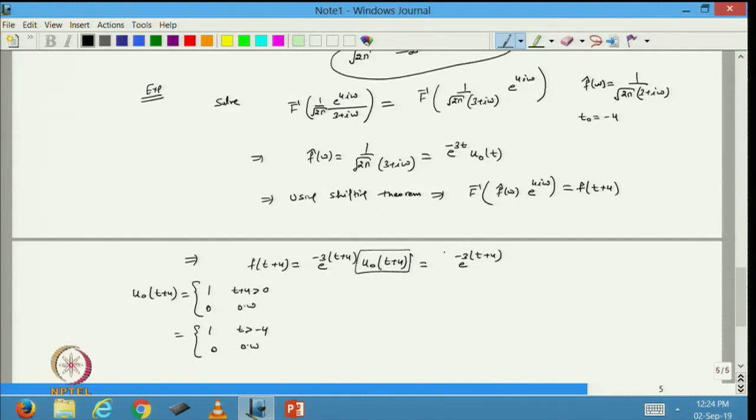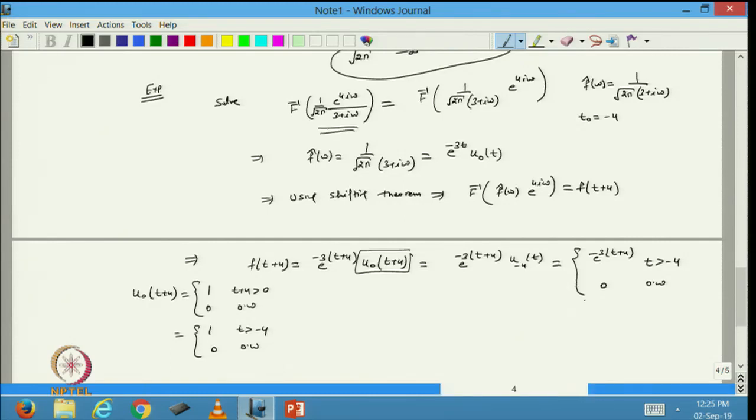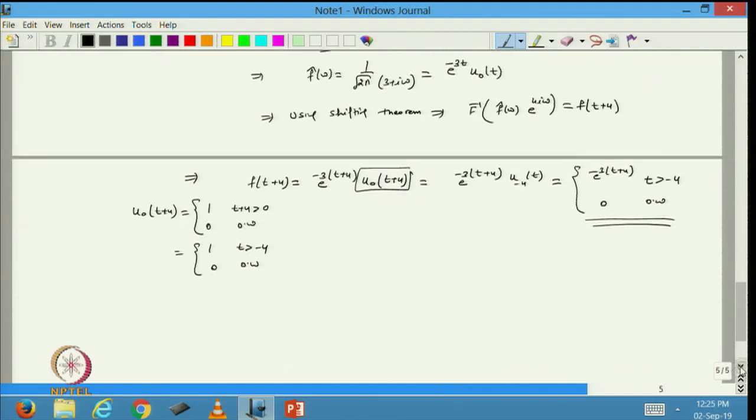So, from here I can say that this is equal to the function u minus 4 of t. So, this function can be written like this, which further can be written as e raised to power minus 3 (t plus 4) when t is greater than minus 4 and 0 otherwise. So, that is the inverse Fourier transformation for this function, and the answer is this one.